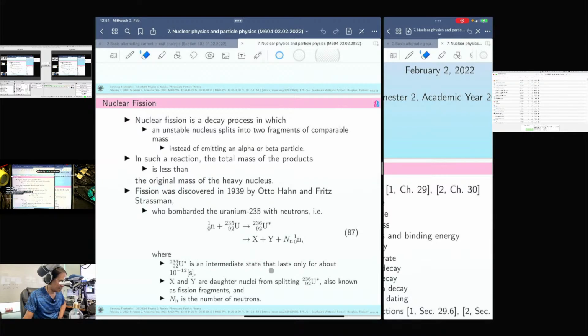Uranium-236 is the intermediate state that lasts only 10 to the negative 12 seconds. What is that? Picosecond, right? Yeah, around a picosecond, which is very short. And you will have X and Y as the daughter nuclei that result from splitting the uranium-236 with this vibration.